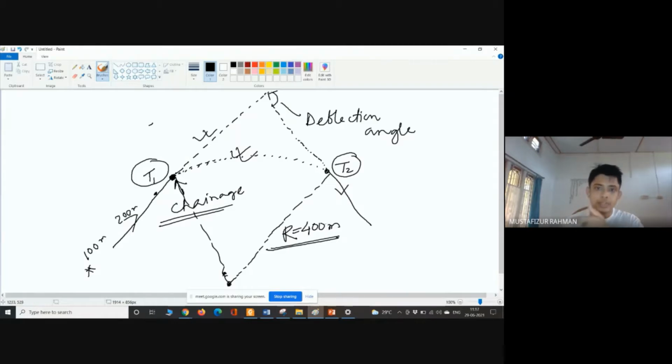Now, depending upon radius and this deflection angle, we have formulas with which we will be able to find out what is the length of the long chord. This is the long chord, the straight line joining T1 and T2 point. T1 and T2 are tangent points. So joining them is our long chord. This is the circular curve. The portion of the curve is the length of the curve that we can also find out with our formulas.